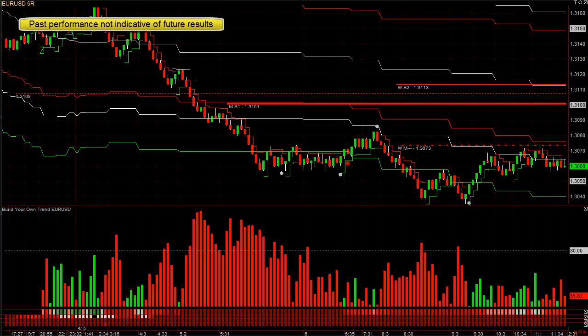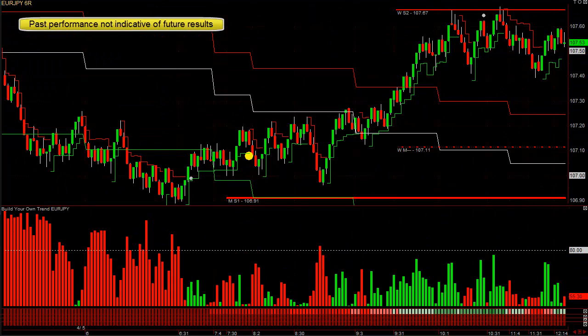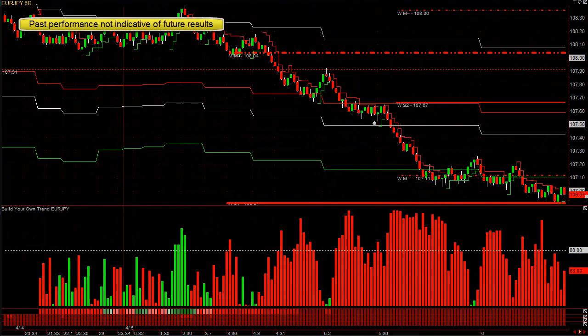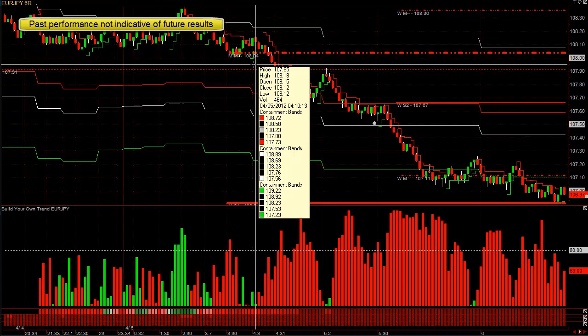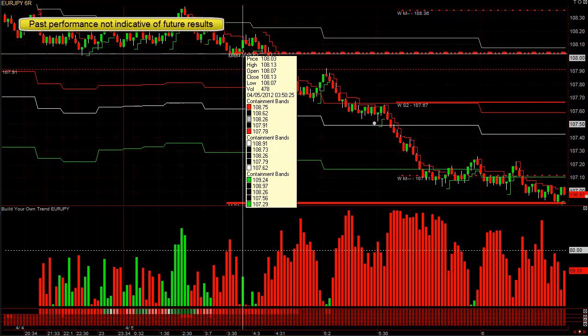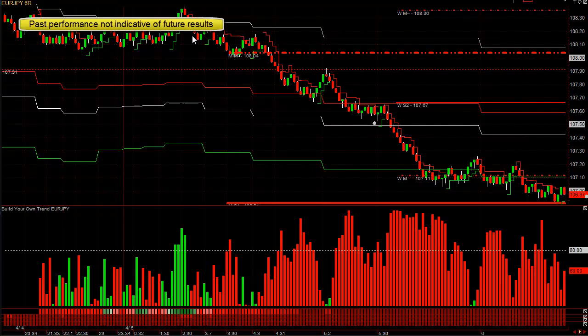All right, so let's look at some of the other examples. This is a euro dollar. Here's the euro yen. We're going to go back and look at this at 4 o'clock as well. Here's 4 o'clock. This one's kind of going sideways. Notice also the price is underneath the hourly right here.